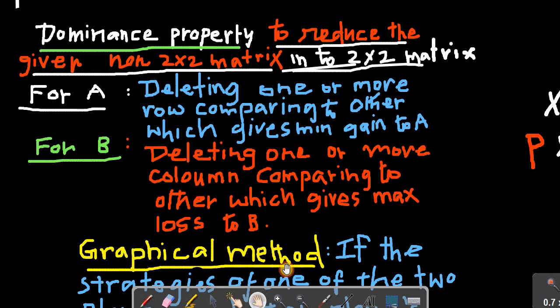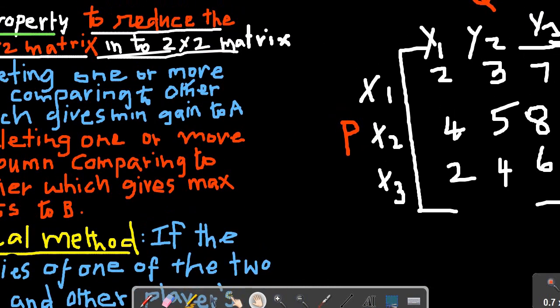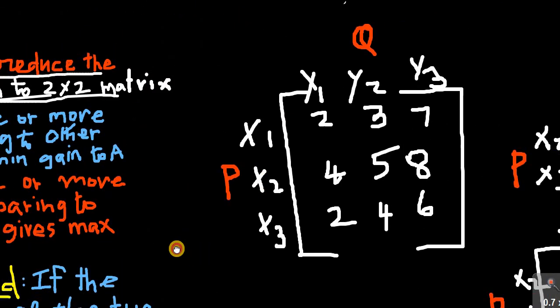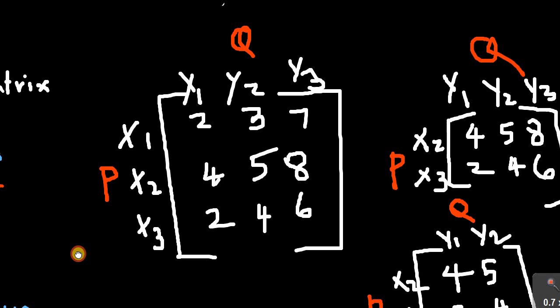I can give you an example here. Okay, now look at this. Here P and Q are two players, and P is taking 3 strategies, Q is taking 3 strategies. X1, X2, X3 correspond to P, Y1, Y2, Y3 correspond to Q. Okay, very nice. Now look at all the strategy values.